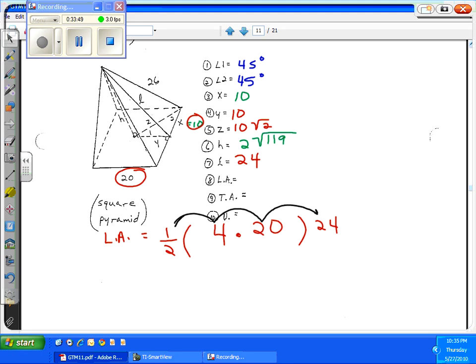Say it again. Half of 4 is 2. 2 times 20 is 40. 40 times 24 is 960. And so the lateral area is 960. Okay?